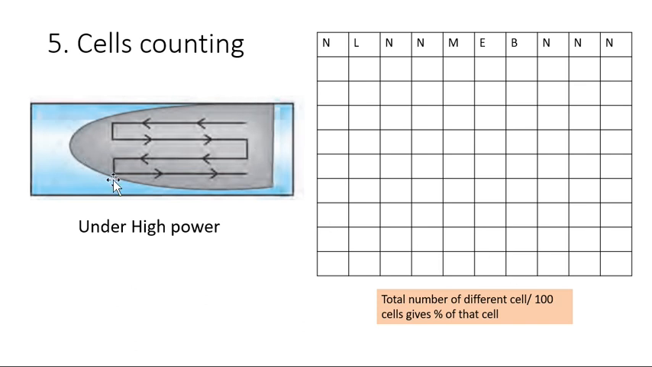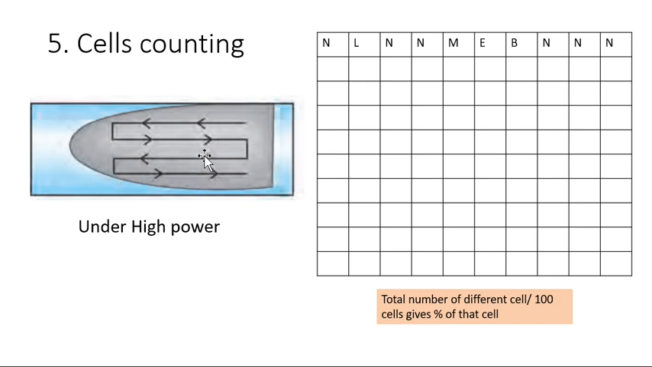This is a tongue-shaped smear. We start under oil emulsion, start counting from this direction, and move in this direction as shown in the image. Whatever cell we get on the way, we note down in this 100-box table. For example, I got a neutrophil here, so I will write N. Then a lymphocyte, I'll write L. Then again N, neutrophil, again N, again N, monocyte M, E for eosinophil, B for basophil. We write the first letter of every cell and move in this direction.